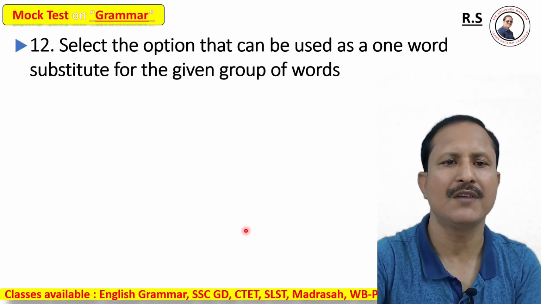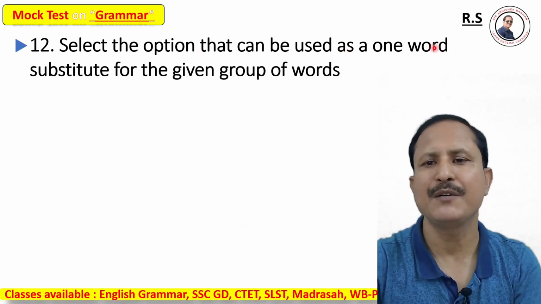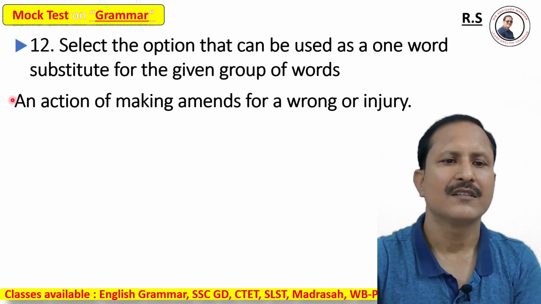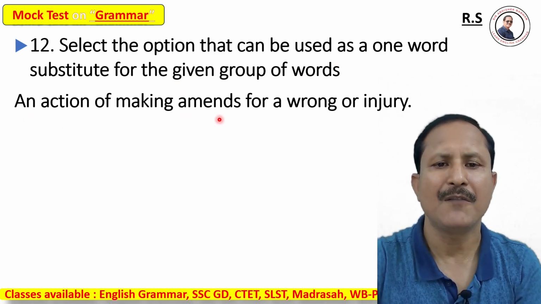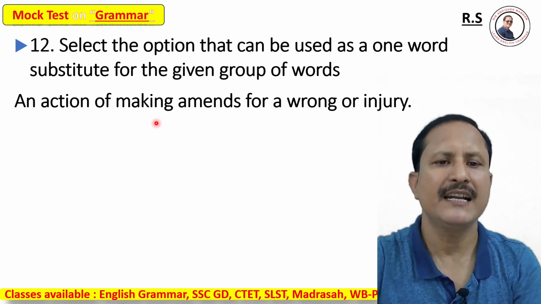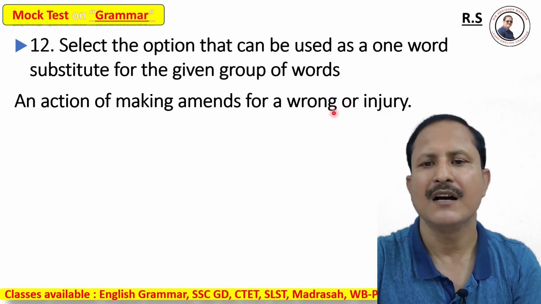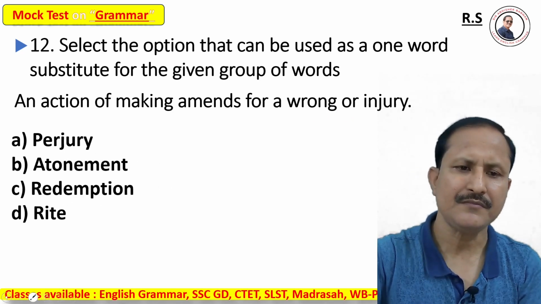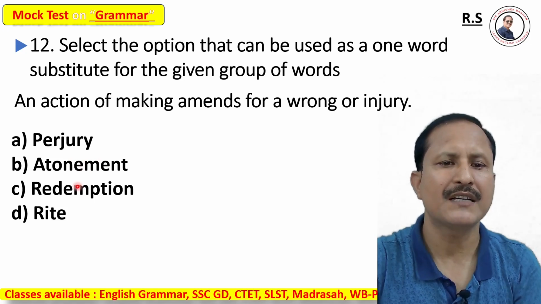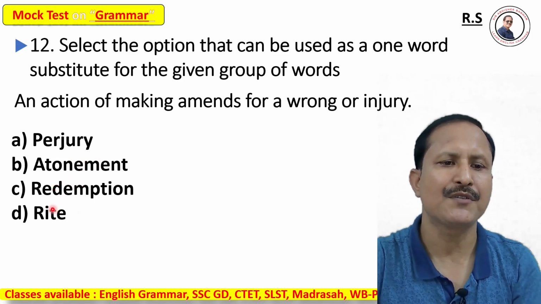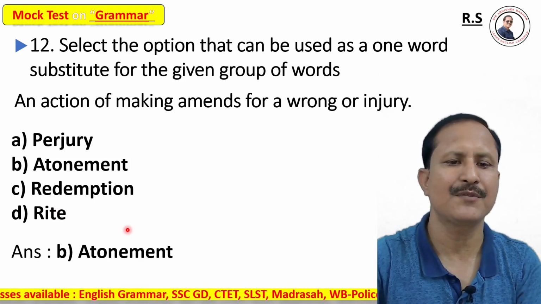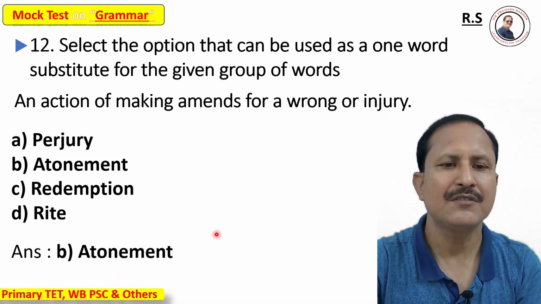Now, question number 12. Select the option that can be used as one word substitute for the given group of words. The phrase: an action of making amends for a wrong or injury. Once again, an action of making amends for a wrong or injury. Option A, treasury. Option B, atonement. Option C, redemption. Option D, right. The correct answer is option B, atonement.